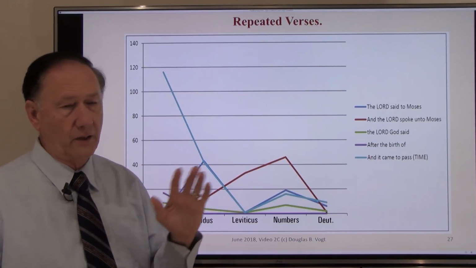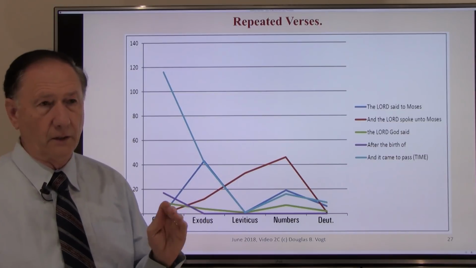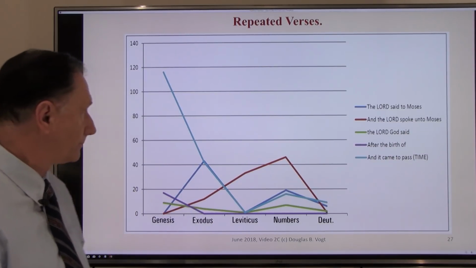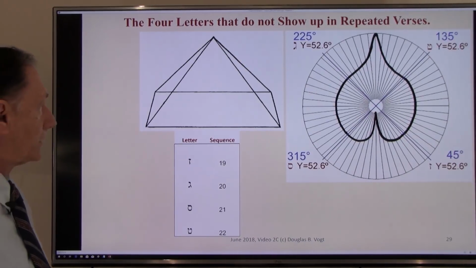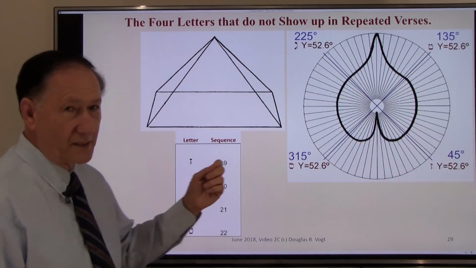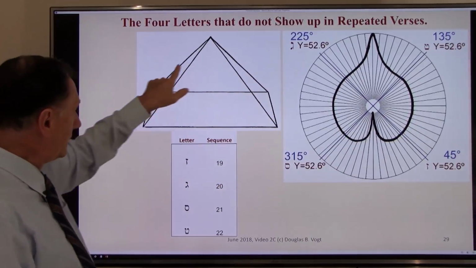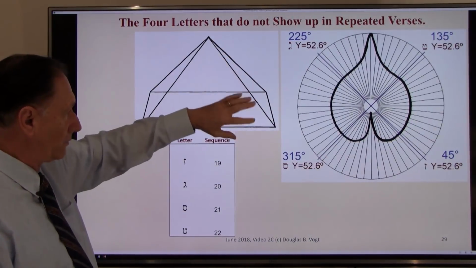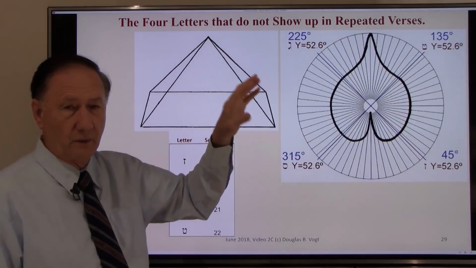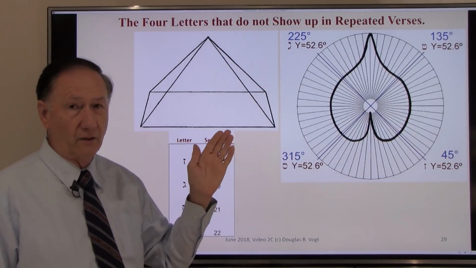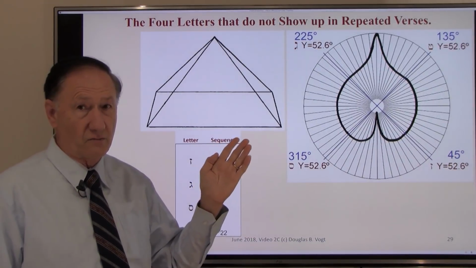You ignore the accent marks that were put on top and bottom. The Torah did not have any of that. They were just the symbols, and that's all. Okay, so this is what's interesting. These four letters that represent these four sides, rotated 45 degrees on the octahedron, don't show up at all in any of those repeated verses, not a one.